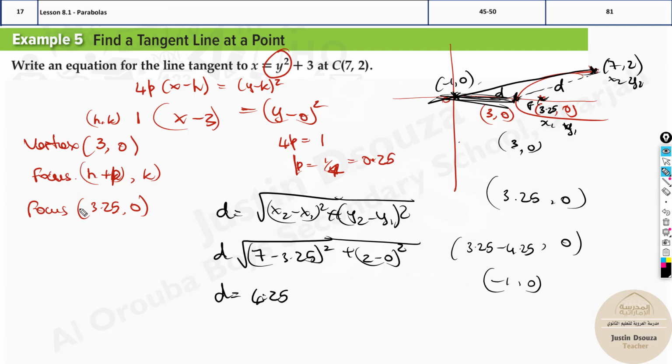First you have to find the vertex and the focus, and then find the distance from the focus to the given point. From that distance we can work out where exactly the other point is. So we now have 2 points on the tangent line. Before we continue, I hope you know what a tangent line is: it touches only one point and it goes on.